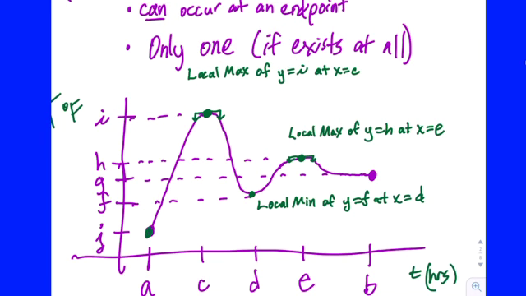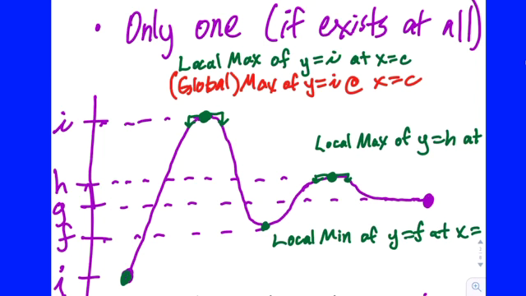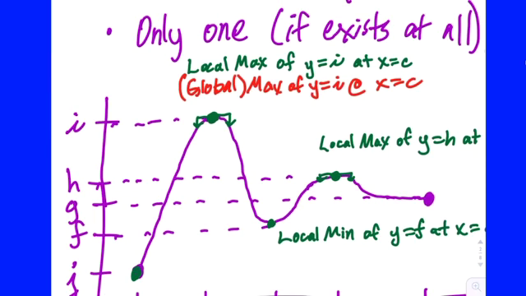When I say what is the absolute max or what is the global max, I'm asking on this entire graph, is there a single y value that is bigger than all the rest everywhere else? And the answer to that is I is the biggest y value. So the local maximum is also the global maximum. And I'm going to put that in parentheses. So we have a global maximum also of y equals I at x equals c. All right? So again, I could just say maximum of y equals I. So we can have the local max also being the global max.